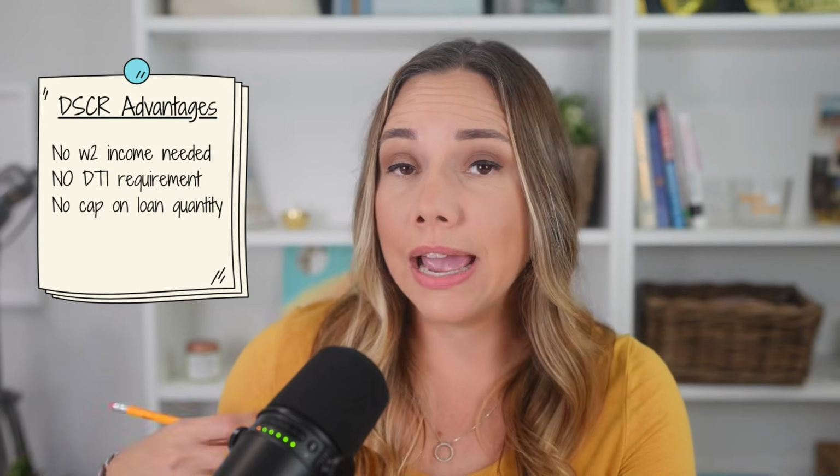Here are the advantages of going DSCR. First of all, they don't require you to give them your W-2 income, all your pay stubs and your financial history, blood of your firstborn. All they want to see is your credit score, obviously the property information, and that you have cash and cash reserves. They don't even care if the cash comes from you. You could get it from your mom the day before and then say, here's my proof of funds.